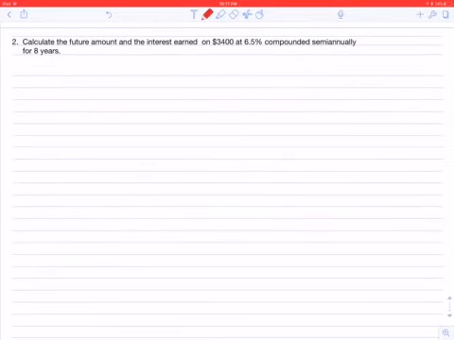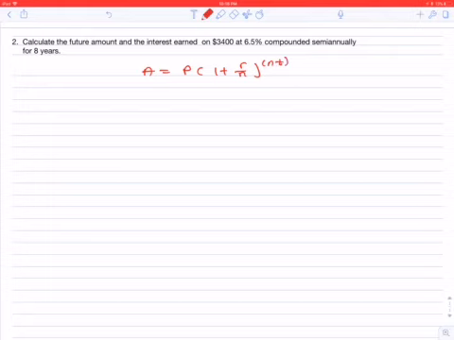So using the formula, let's calculate the future amount and the interest earned on $3,400 at 6.5% compounded semi-annually for 8 years. So here's the formula. So the P, that's the 3,400.